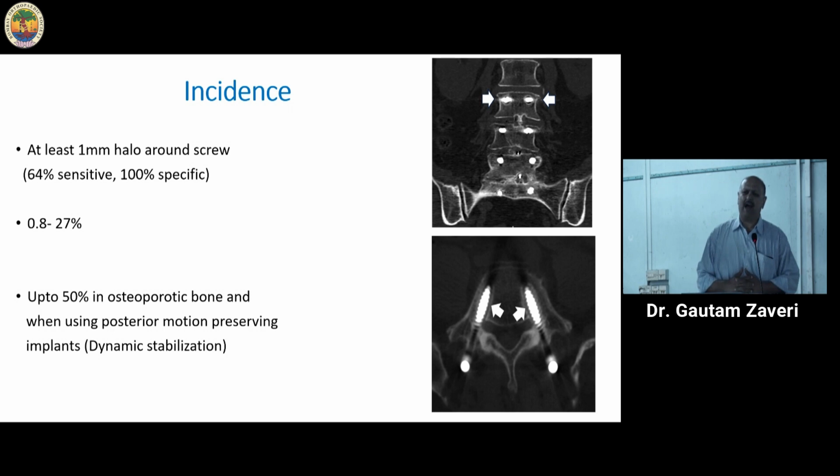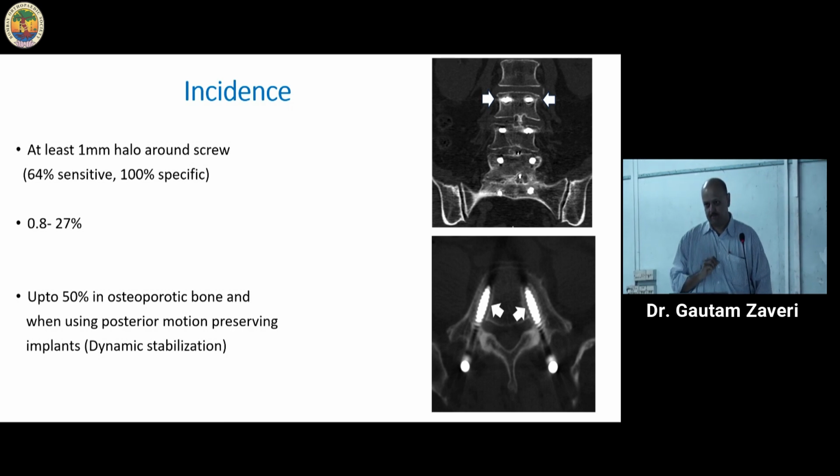How do you identify a loose pedicle screw? Well, the conventional definition is that if you see a 1 millimeter halo around the screw, either on a plain X-ray or on a CT scan, then you would define it as a loose pedicle screw. The incidence is anywhere between 0.8 to 27% in literature, but the incidence is significantly higher in osteoporotic bone and when you use posterior dynamic non-fusion implants.